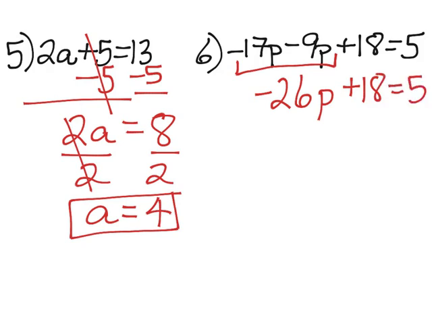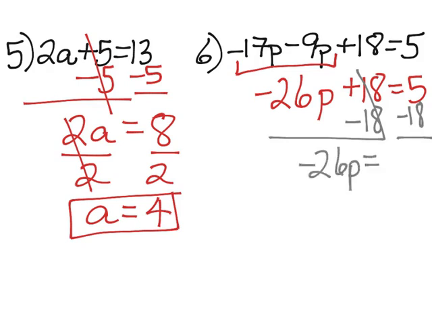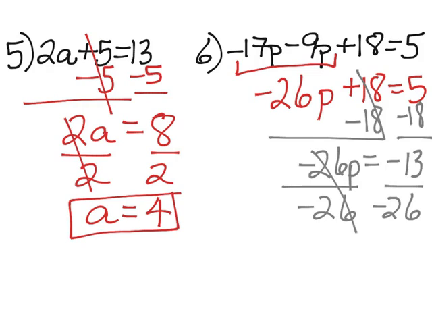Now that our like terms are combined, we need to make sure and solve for p. Now we go back to inverse order of operations. So adding and subtracting first. So we subtract the 18 because positive 18 minus 18 is 0. And we bring down the negative 26p. And 5 minus 18 is negative 13. So we take both sides and divide them both by negative 26. So those cancel out there.